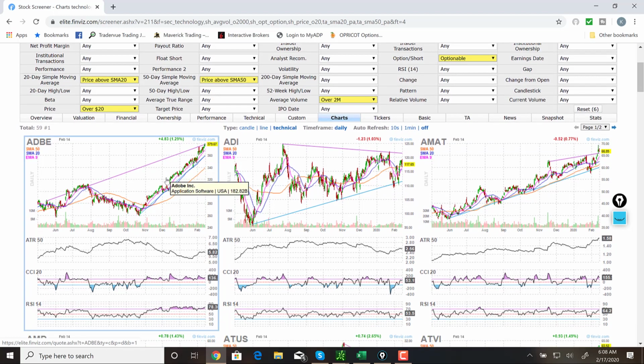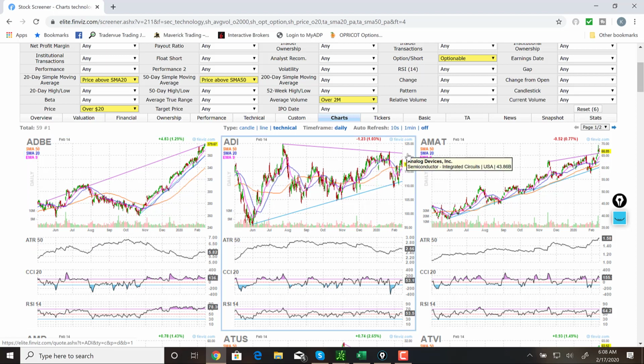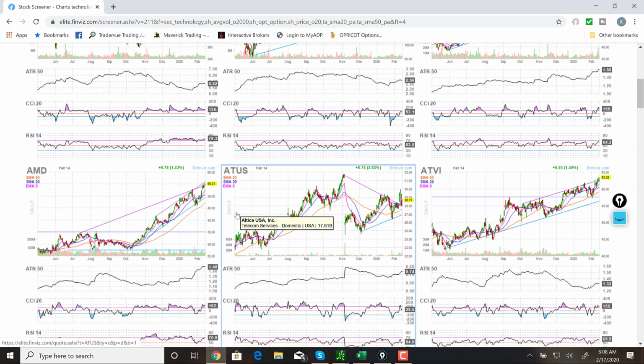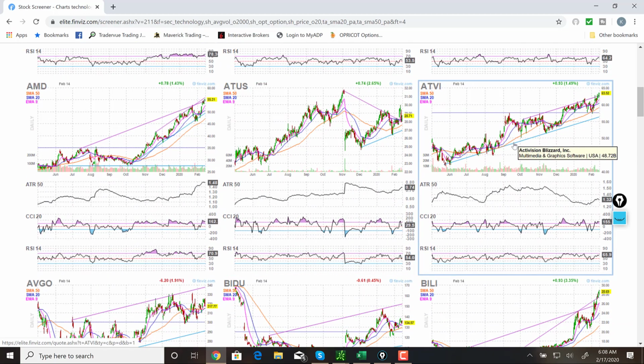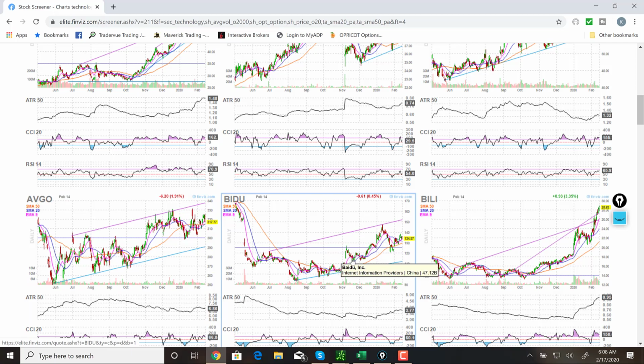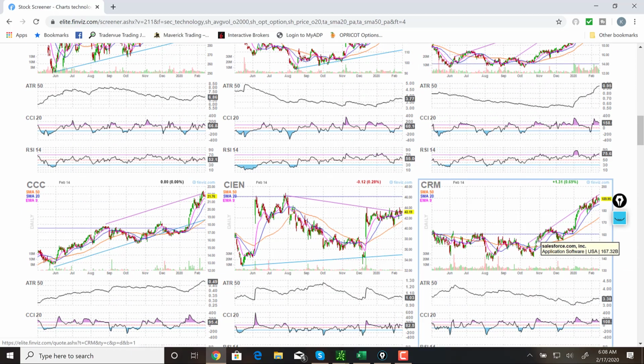So Adobe, that's going higher, and that's the one trade I just did last week. Applied Materials going up. Let's see, something that pops out really fast. I might look at AVGO, CRN.